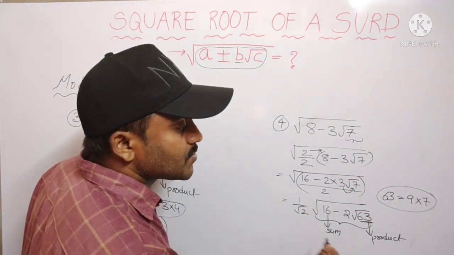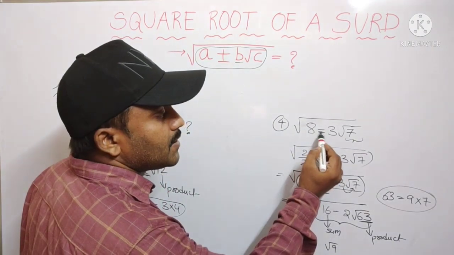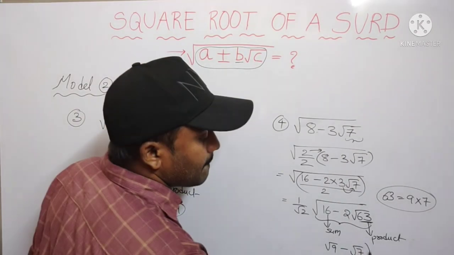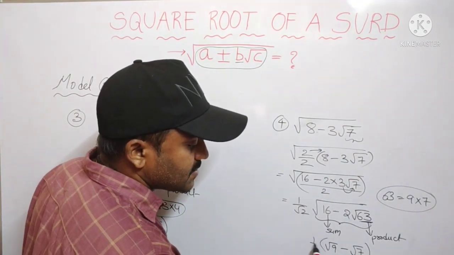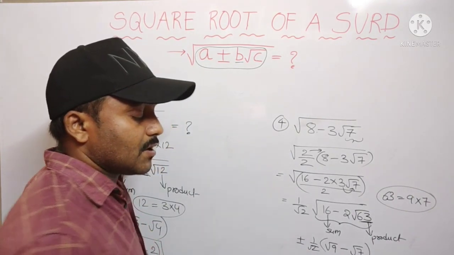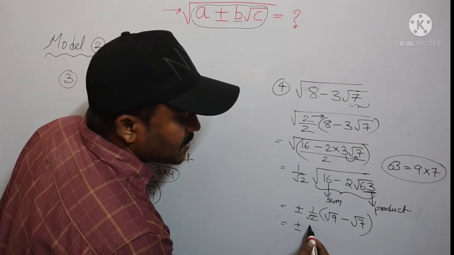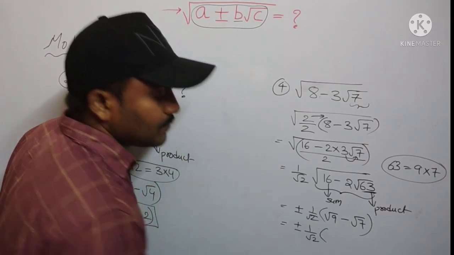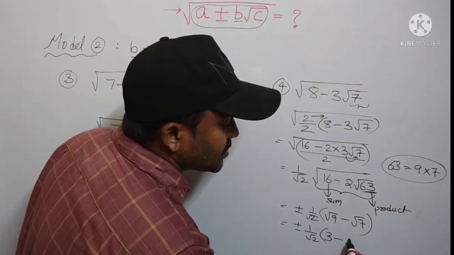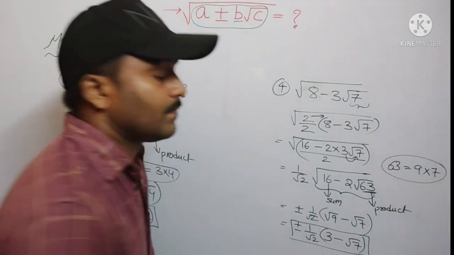Just apply square roots. So square root of 9 and what symbol do we have in between? Minus we have. So minus will come, root 7. What we had before, as it is, it will come, and we want to apply plus or minus also. We can simplify it: plus or minus 1 by root 2. Root 9, we know the value of root 9, that is 3, minus root 7. This is the answer for the fourth problem.